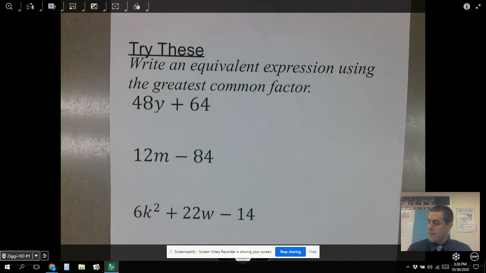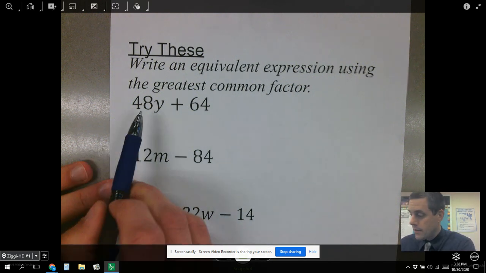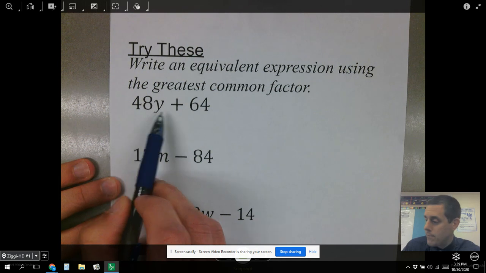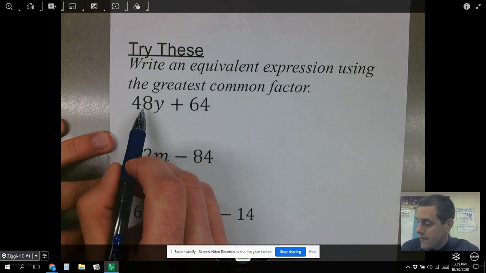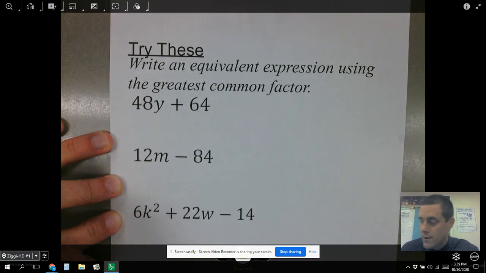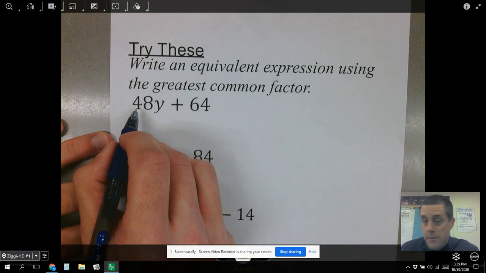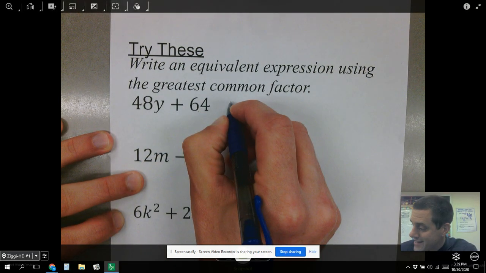Okay, I hope you gave yourself enough time to factor all of these expressions. Let's go ahead and take a look and see how you did. So our first expression, 48y plus 64. I'm looking for the greatest common factor of 48 and 64. The greatest common factor of 48 and 64 is 16.